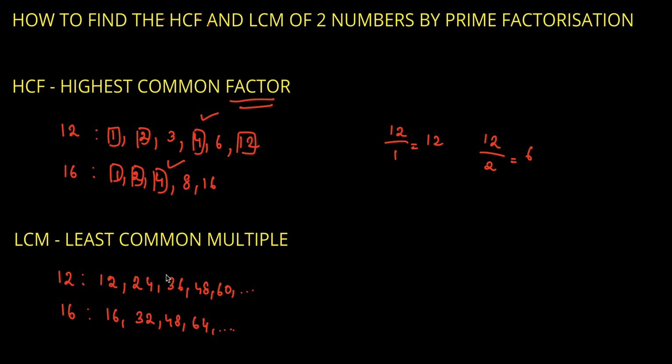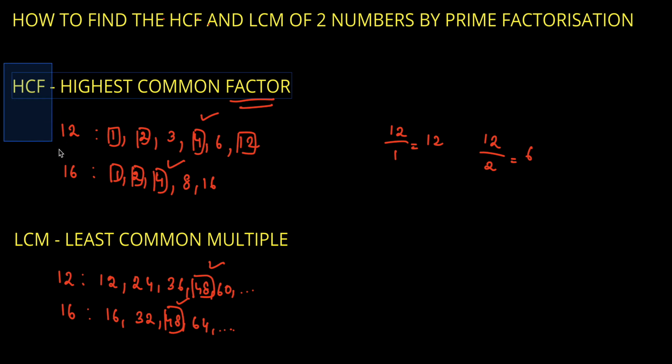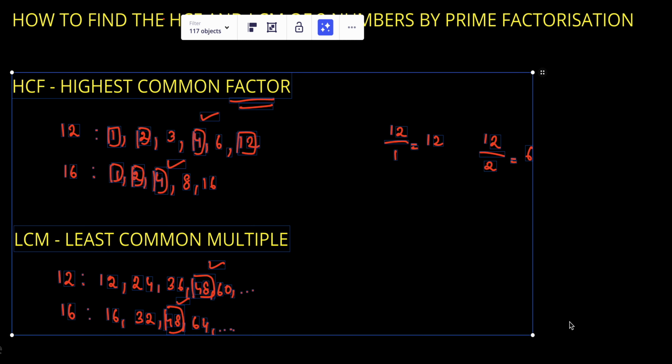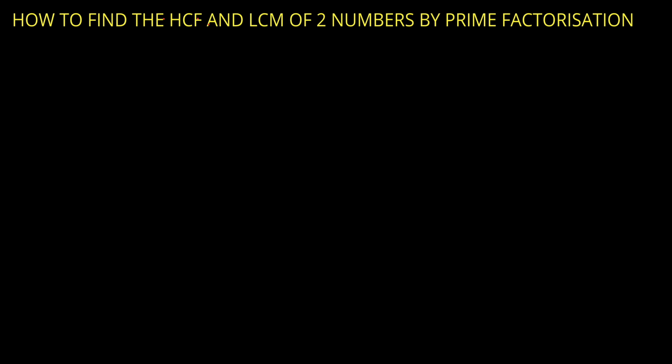Now, the common multiples for both the numbers, I think we can see only one number here. So 48 is the common multiple, and that is the least one. And so this 48 becomes the LCM for 12 and 16. Now today we want to find this HCF and LCM using the prime factorization method.